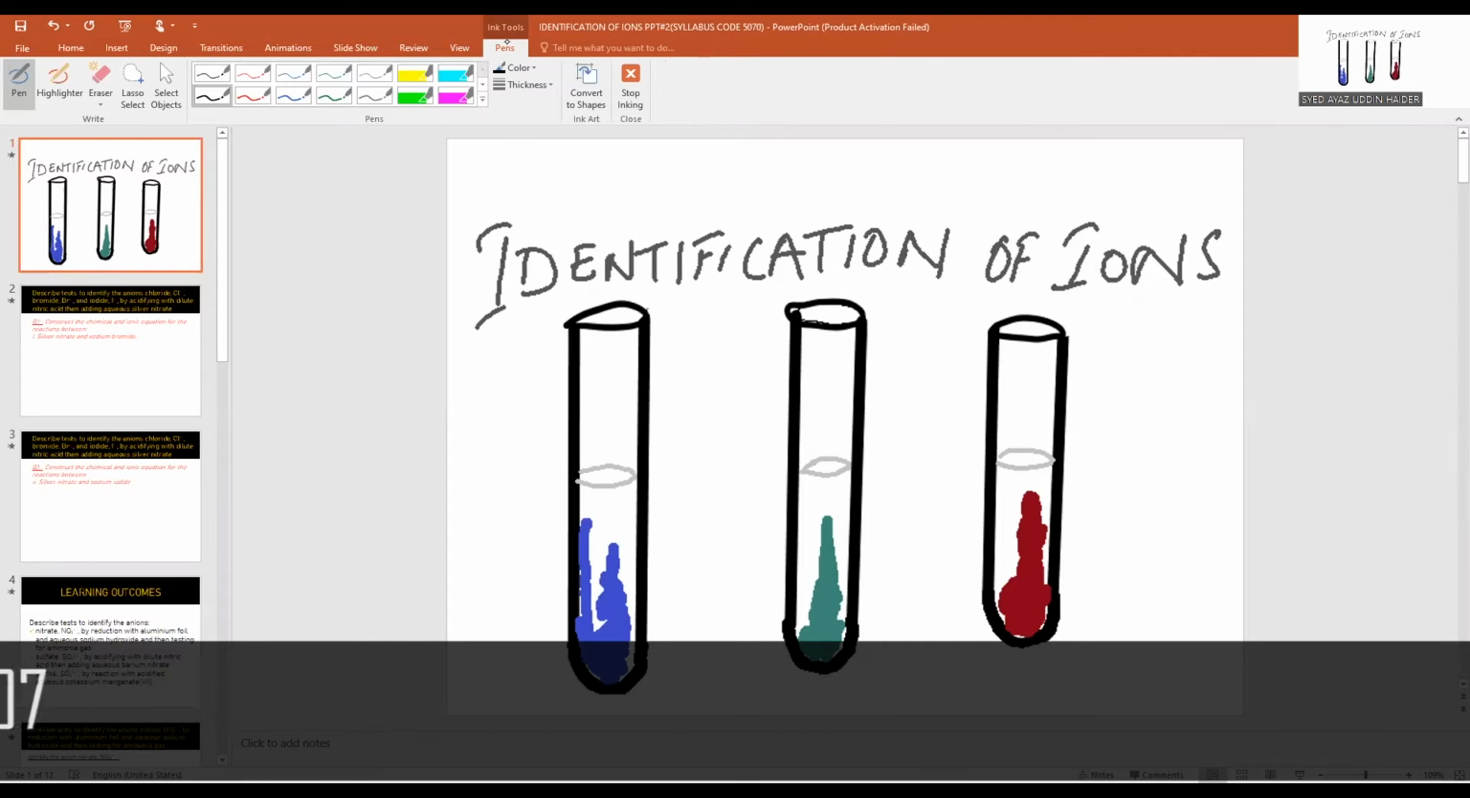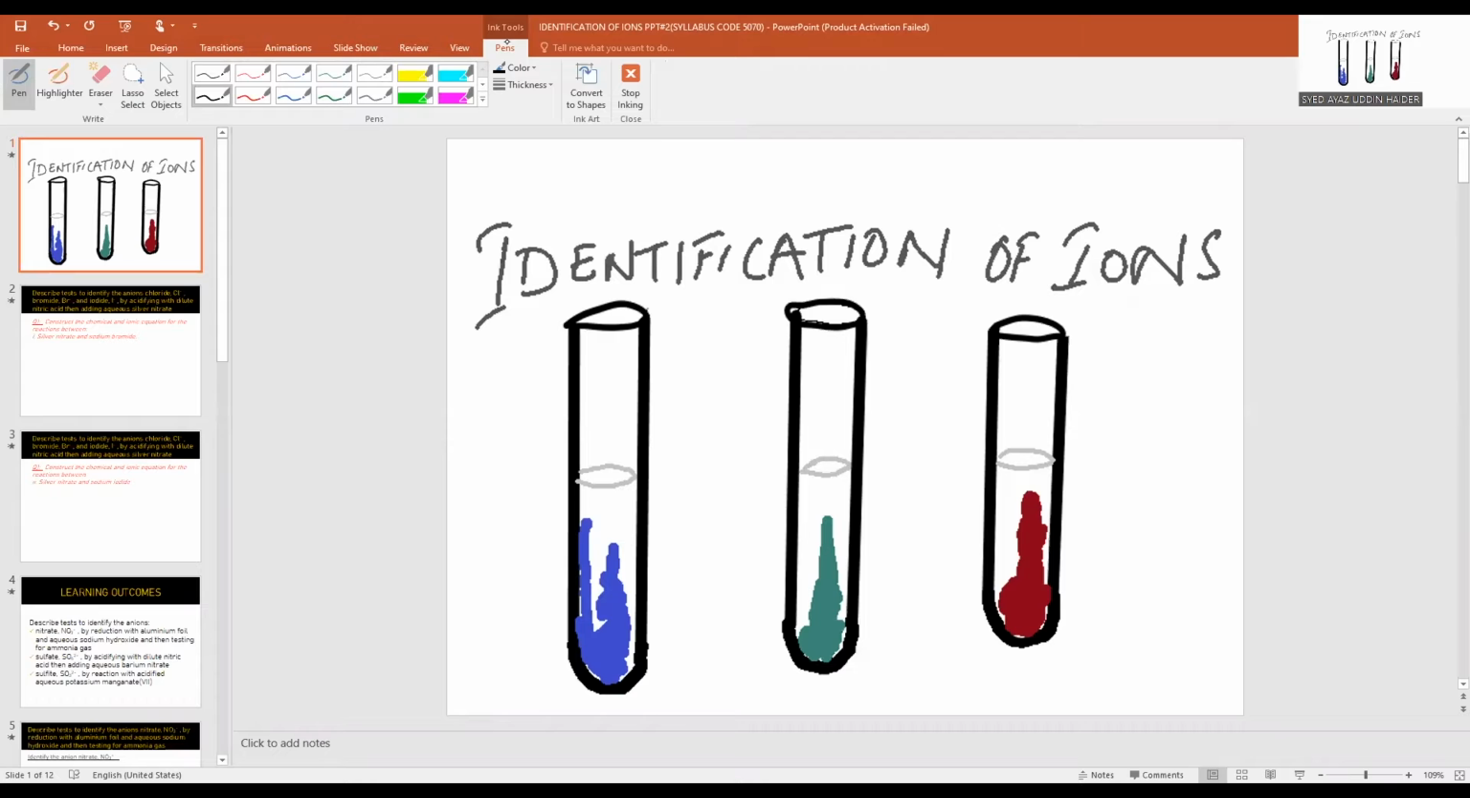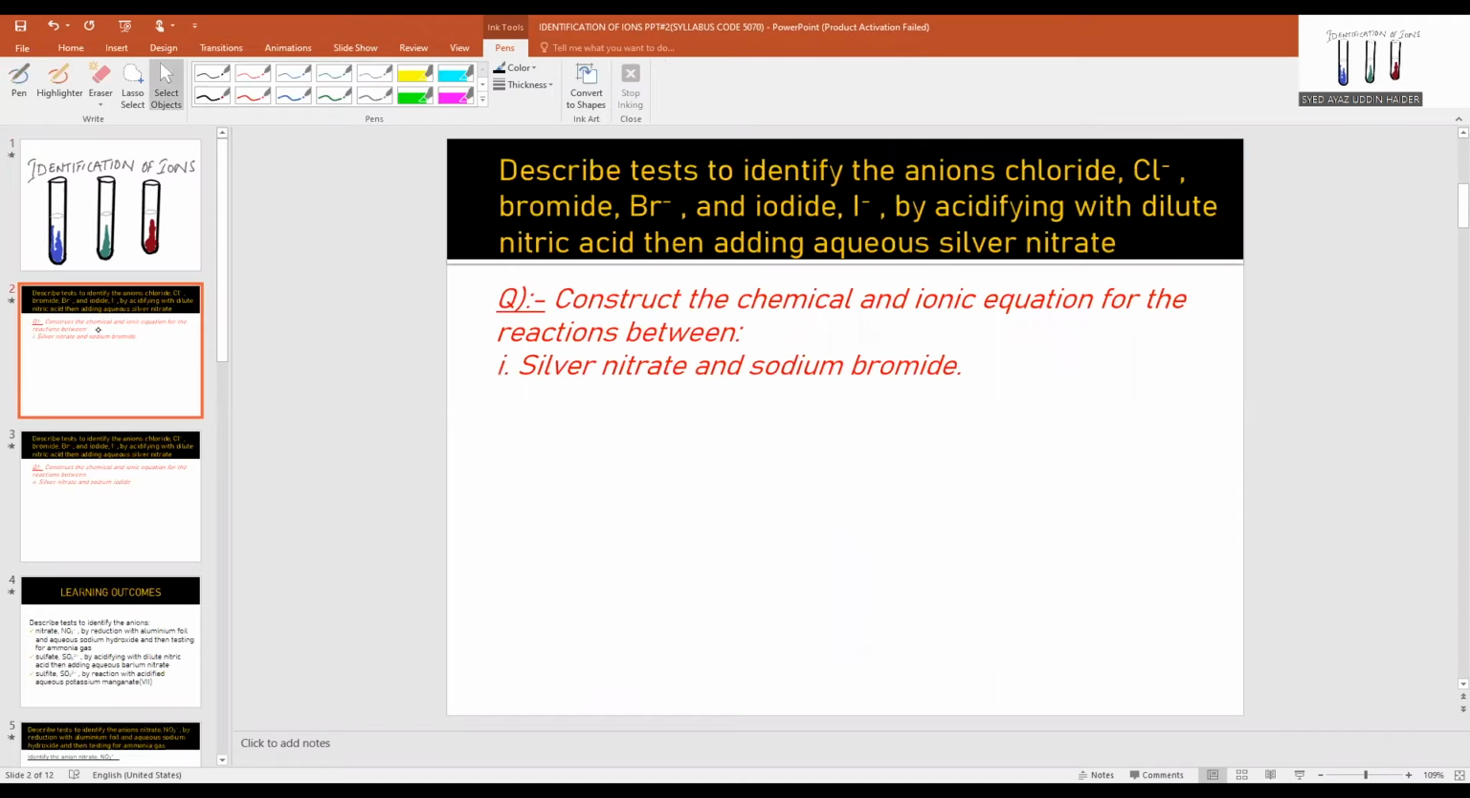Let's continue the topic which is about identification of ions. First, I will solve the questions I gave you in my last video. It says construct the chemical and ionic equations for the reactions between silver nitrate and sodium bromide. It's easy to recall the chemical formula of the compounds and precipitation reactions.